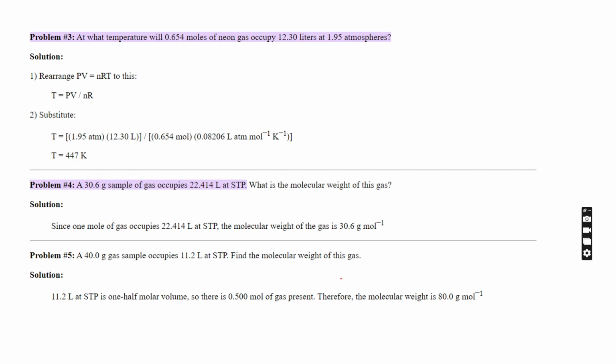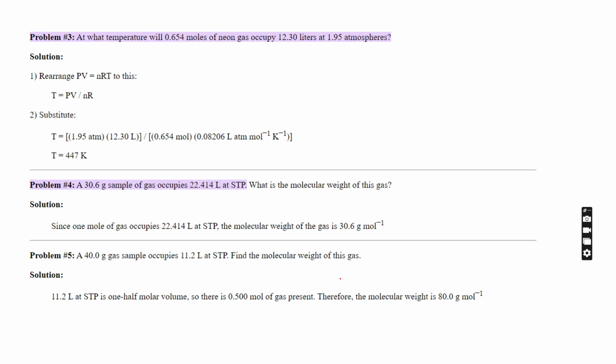Now see the third problem. At what temperature will 0.654 moles of neon gas occupy 12.30 liter at 1.95 atmosphere? So what will be the answer for that? Again, we have to rearrange in terms of temperature. T is PV by nR, substitute the values, you will get a temperature of 447 Kelvin.